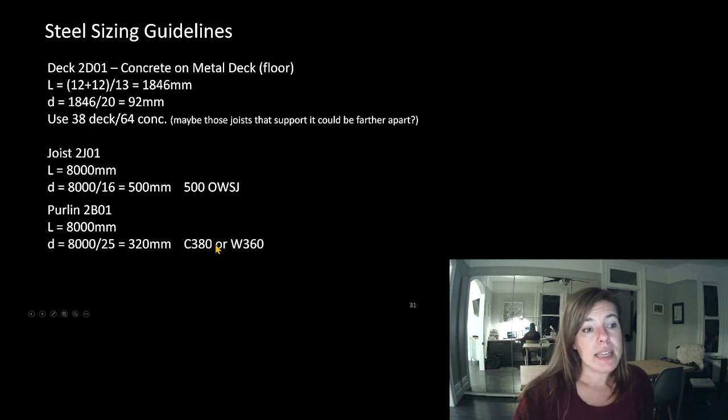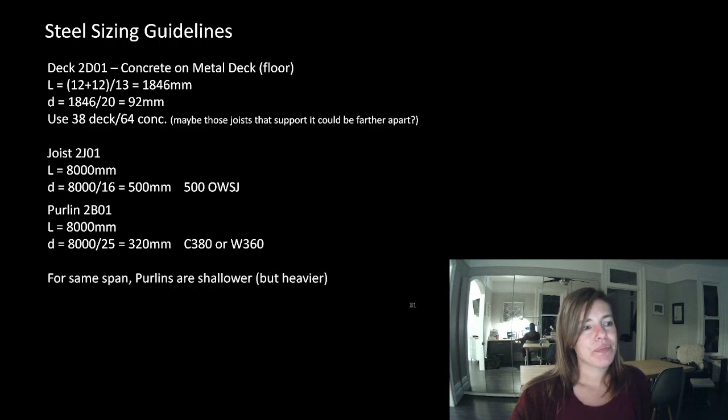So again, these are shallower, but they're solid. So there are pros and cons to each one. Which one's right? Totally depends on your situation. That's not something I can tell you. For the same span, the purlins are shallower, but they're also heavier.